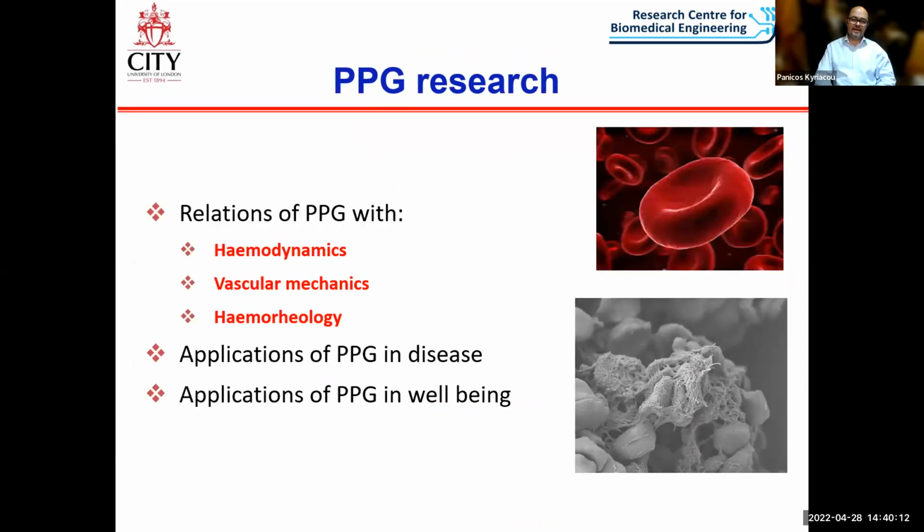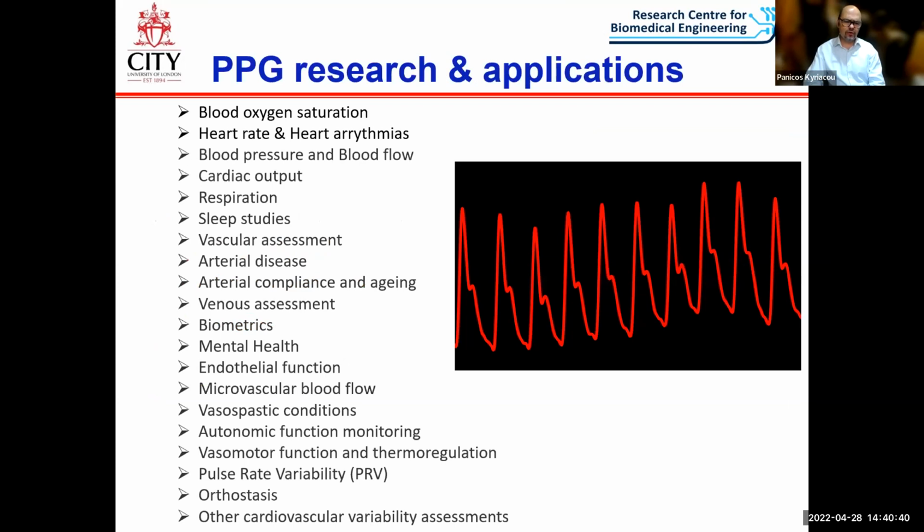In the PPG domain, the three pillars that a lot of research in the lab is underpinned by are to understand the relation of PPG with changes in hemodynamics, vascular mechanics, and hemorheology. And once we work out or understand the relationship, then we can utilize the PPG for applications both in disease, but also in well-being, primarily wearables. And of course, you must have seen a lot of these applications published in the public domain, and these are some of the projects that we are championing within the lab with applications of PPG and optical sensors.